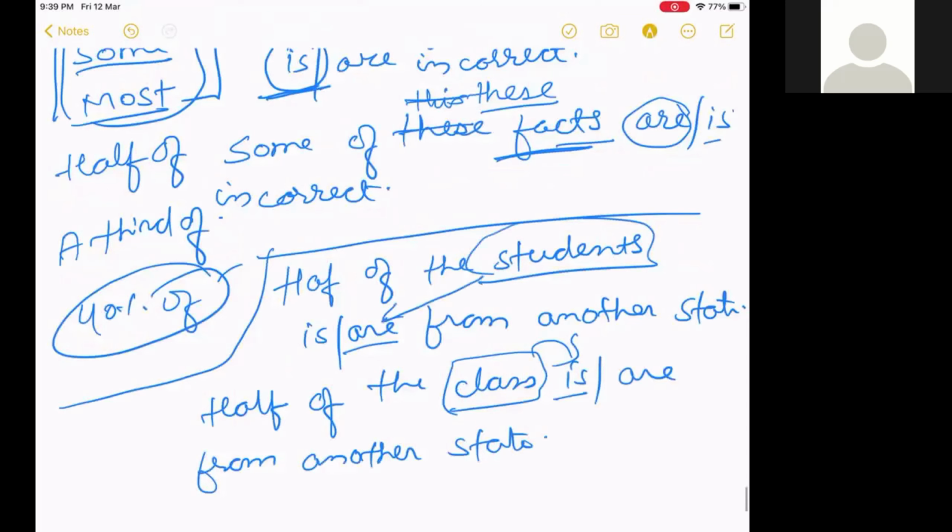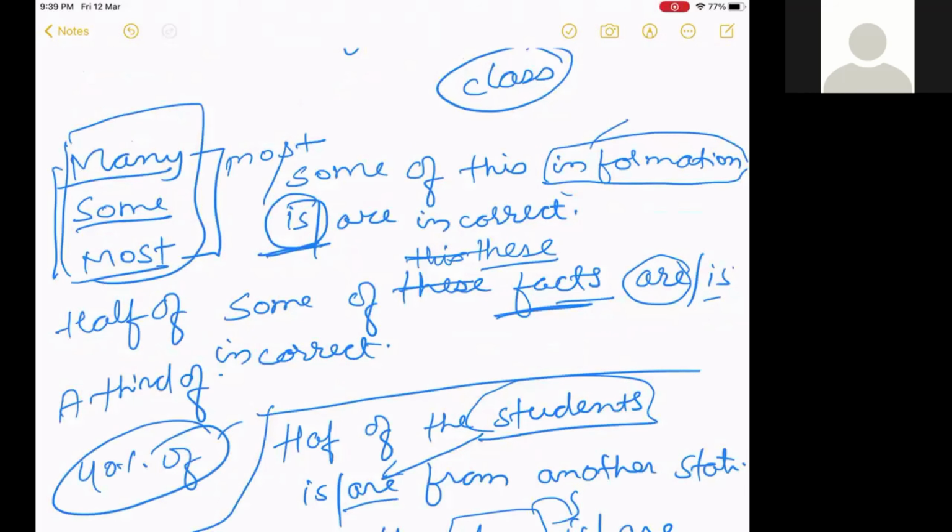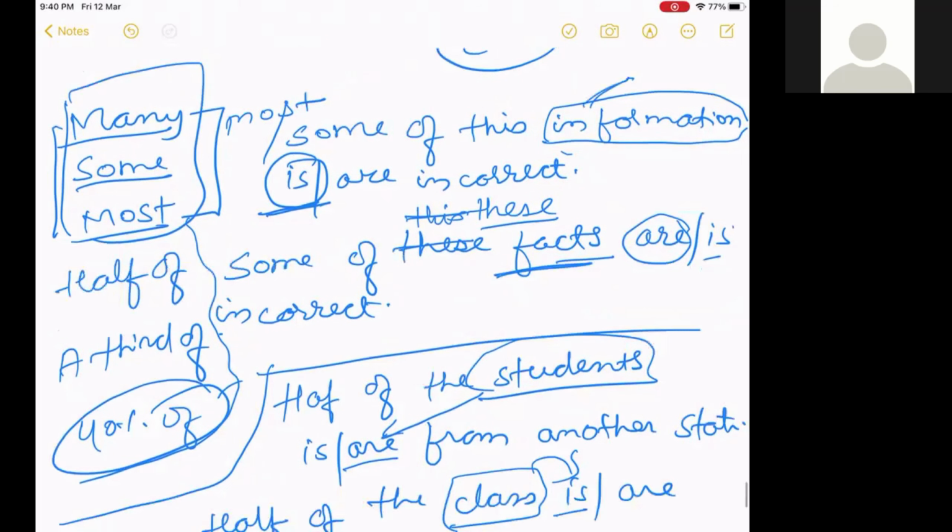Like I told you when we started with the class, all that matters is what is singular and what is plural. If we talk about many, some, most, we don't use that much, but if you use half of, a third of, 30%, 40% of, it will depend on what follows. Is it plural or singular? If it is singular, you will go with singular. They can follow the singular form as well as the plural form.